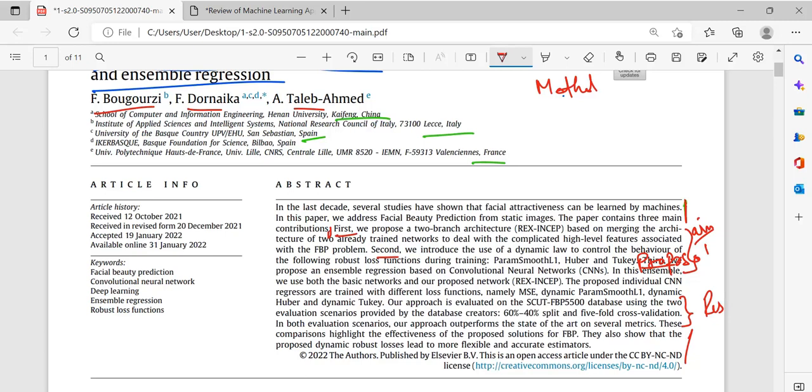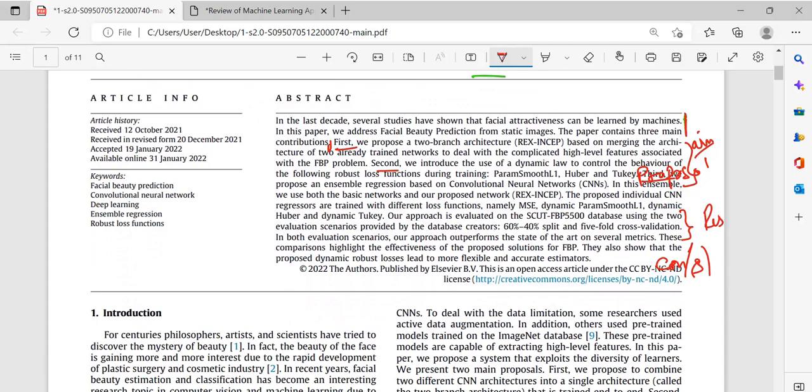After knowing the abstract, the method they're using, their results, and their conclusion, I will go for the keywords. What are the keywords they have used? Facial beauty prediction, CNN, deep learning, ensemble regression, robust loss function. If I think that this resembles my research, and that what they are doing aligns with my research, I will go further.